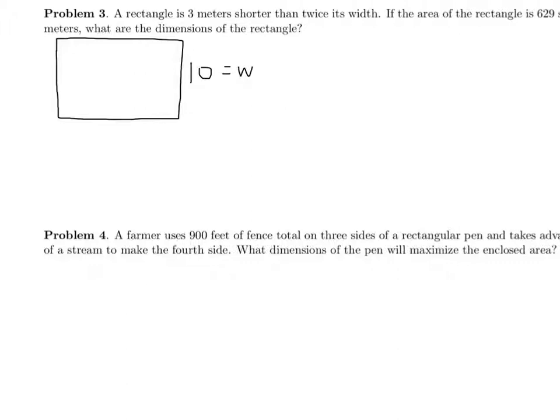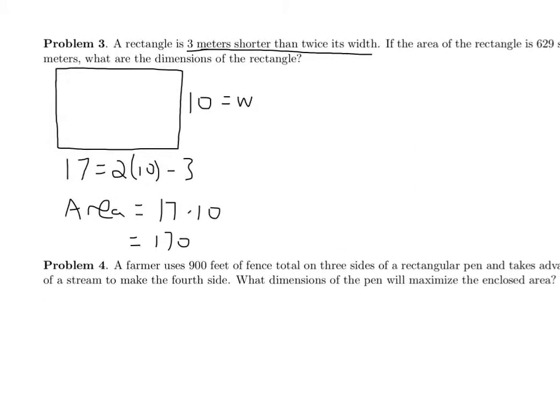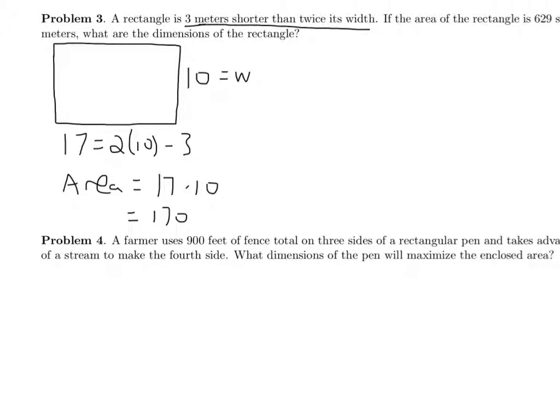So if the length is 3 meters shorter than twice the width, twice the width would be 20, so 17 is twice the width minus 3. So the area in this case is going to be 17 times 10, or 170 meters squared. You can see that's not what it's supposed to be, right? We want the actual area to be 629, so that tells me that my guess is wrong. It's not 10 meters wide, but hopefully by doing that, I now have an idea of how to do the general problem.